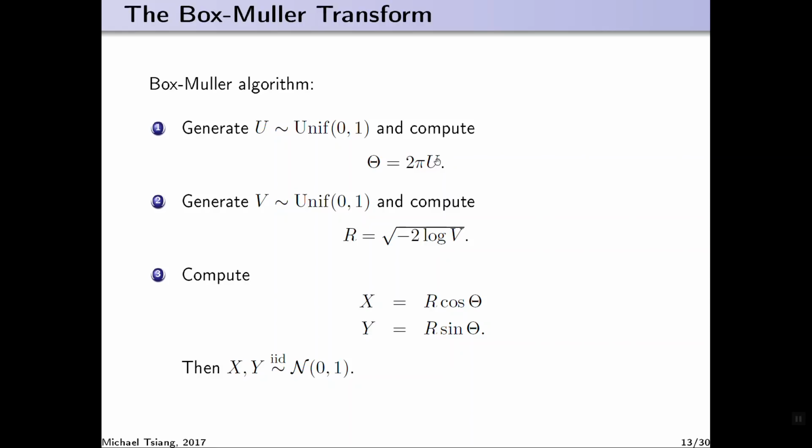So all you have to do is generate u from 0 to 2 pi, which is equivalent to getting u from 0 to 1 and multiplying it by 2 pi. Then to get the radius, you get v from 0, 1 using the inverse CDF method. You do negative 2 log of that v, take the square root, get r. X is r cos theta, y is r sine theta, and we'll have normal values here. With this, it's very easy to implement in R code.